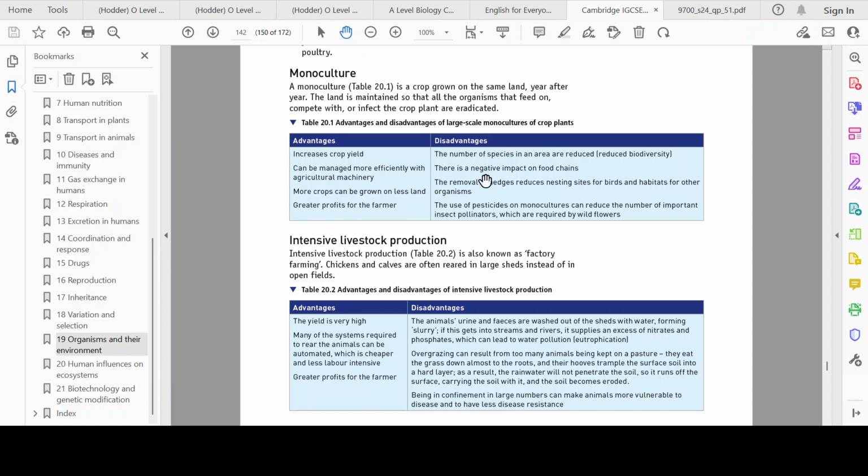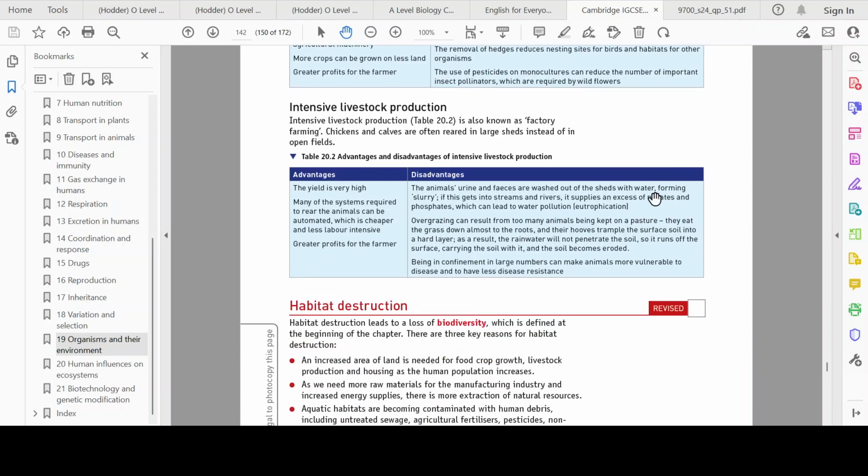But there are disadvantages, right? The number of species in areas is reduced because you're killing things off, right? There is a negative impact on food chains for the same reason. The removal of hedges reduces nesting sites of birds and habitats of other organisms, and the use of pesticides on monocultures can reduce the number of important insect pollinators that are required to grow wildflowers, and that is a different problem. Then you've got intensive livestock production.